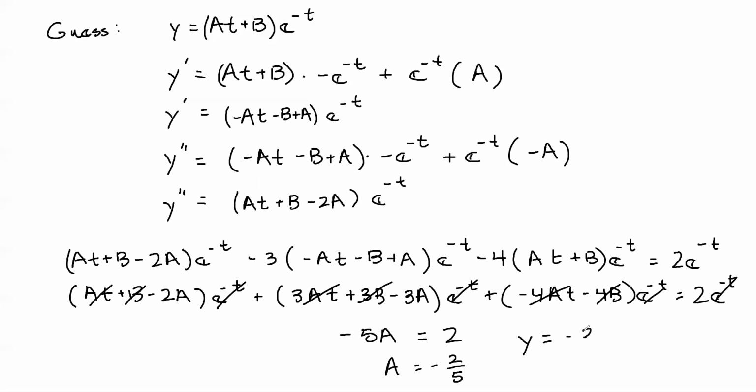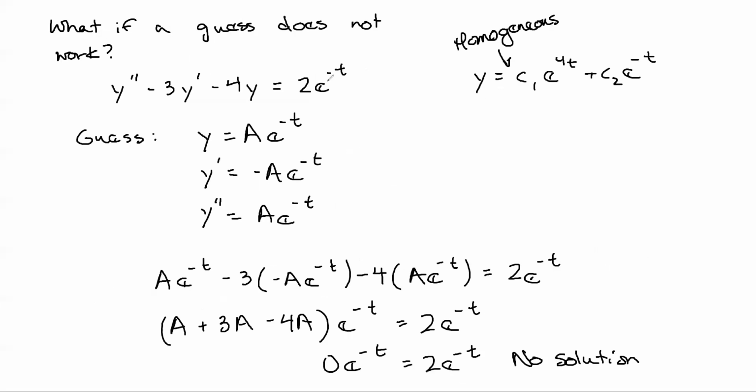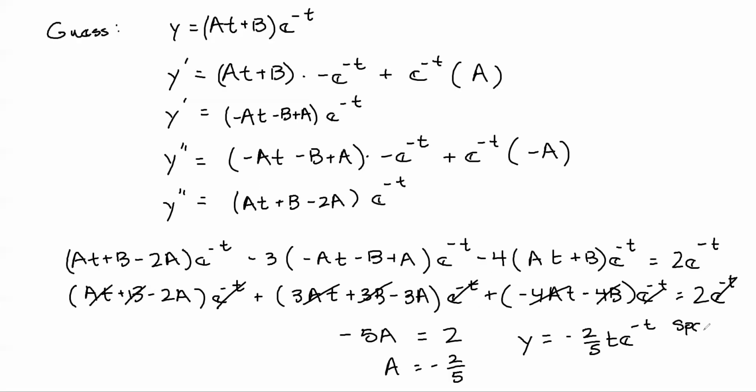And so we could do negative 2/5. Since the b could be anything, let's just use b equals 0. So we'll have negative 2/5 t e to the negative t. But if you wanted to, you could put a 1 in here, or a 2 in here, or a negative 5 in here. All of those will be specific solutions to the non-homogeneous equation. All right, so that's going to be our specific solution. Take that, plug it into this original equation here, and it will work. So that's our specific solution, and that's how you find it.